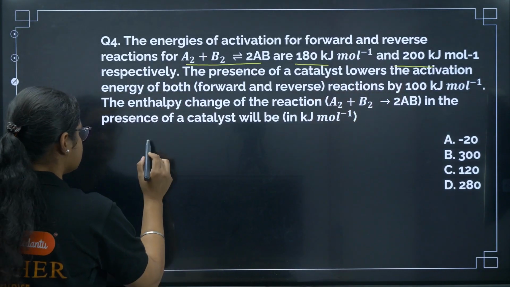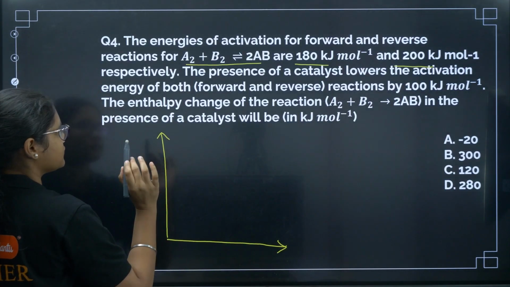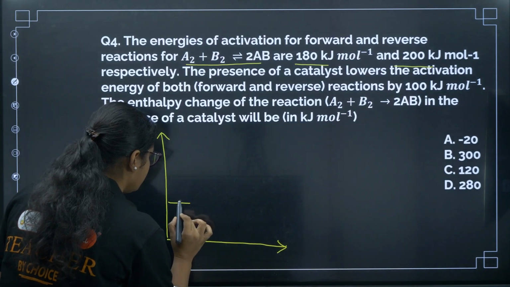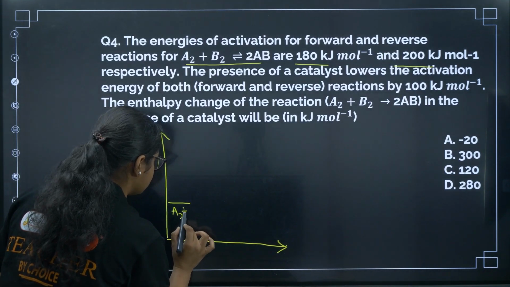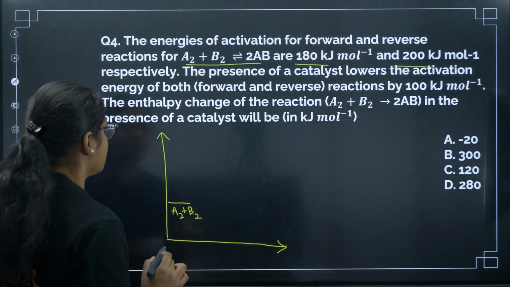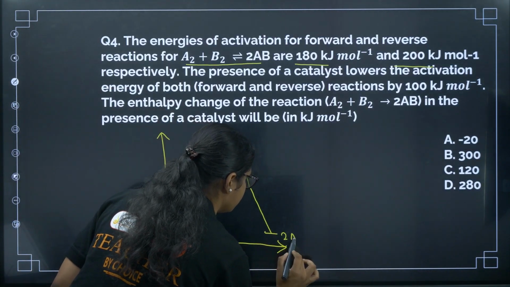Okay, so now let us draw this diagram first. Very important question, this one. So this question is important here. First is your A2 B2. A2 plus B2 is there and we have 2AB. Okay, so this is your reactants and I will have here 2AB.